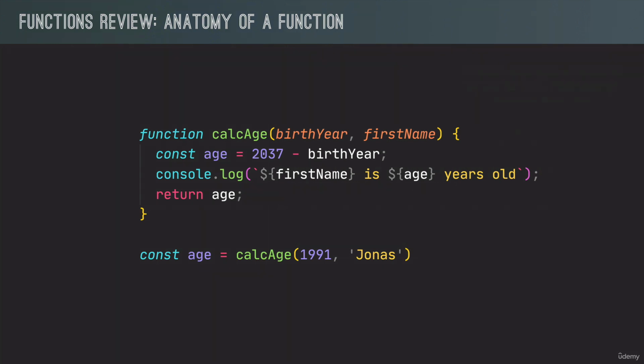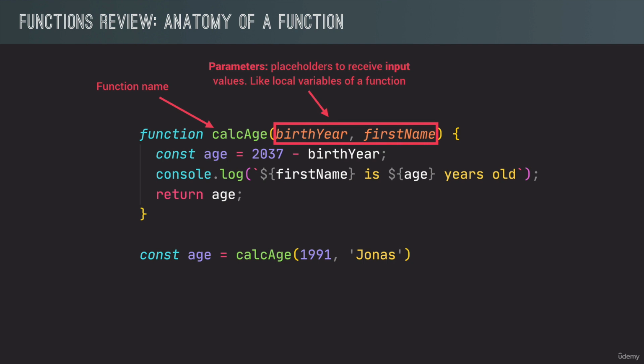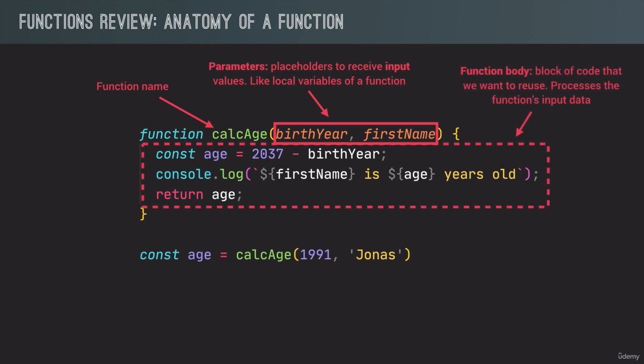So first, usually a function needs a function name. So calcAge in this example. Then a function also has parameters. And these parameters are essentially placeholders that receive input values. So as I said before, these are a little bit like local variables of a function. So variables that are defined only inside of this very function. Now, as you also already know, we use functions to reuse pieces of code. And these pieces of code are inside the function body. So this is where the function's input data is usually processed and then returned.